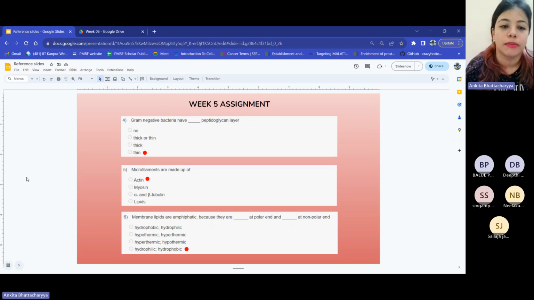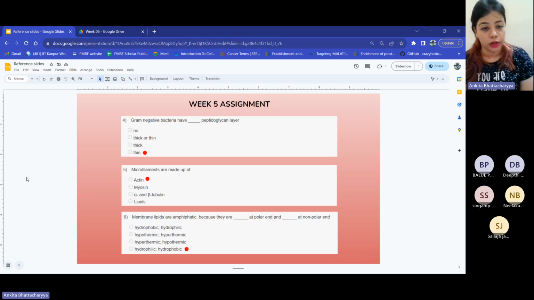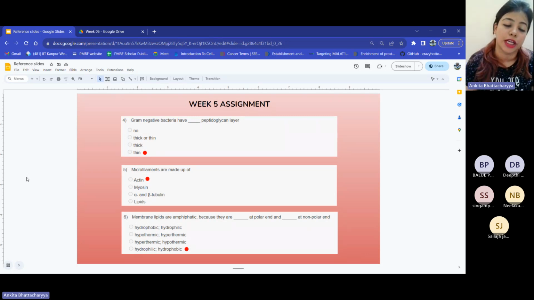In question 5, microfilaments are made up of actin, myosin, alpha beta tubulin, or lipids. We had discussed this previously that thin filaments and intermediate filaments are also, while not completely accurate, alternative terminologies which are used for these different types of cytoskeletal elements. And among them, microfilament is usually attributed to actin.